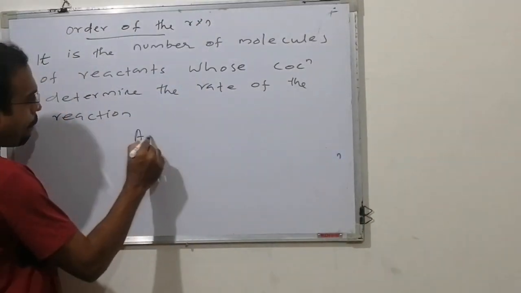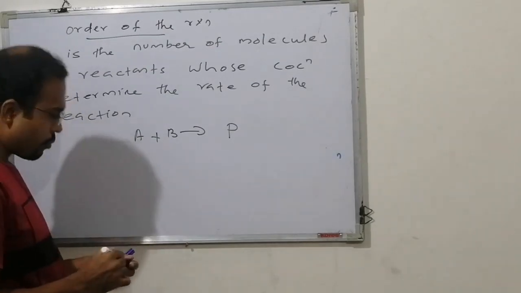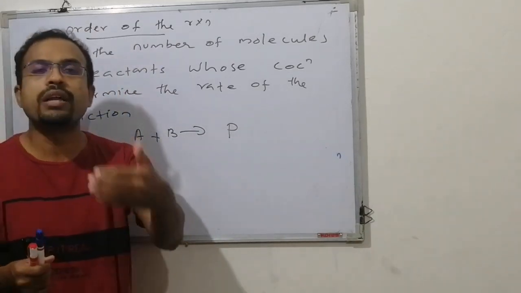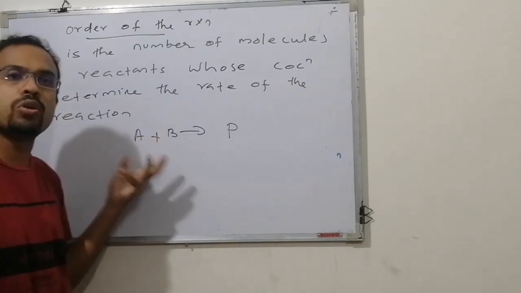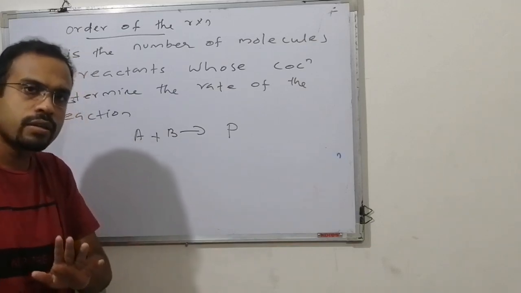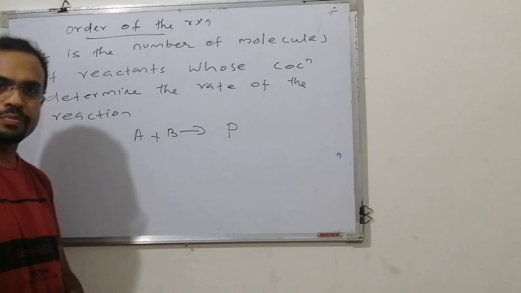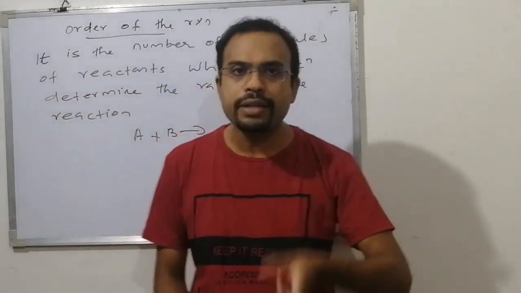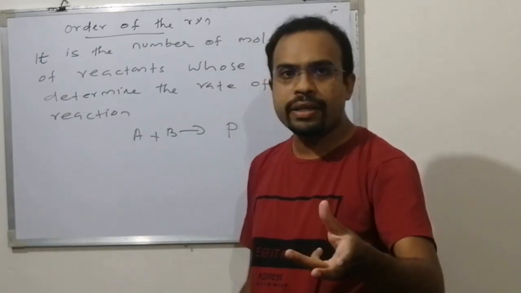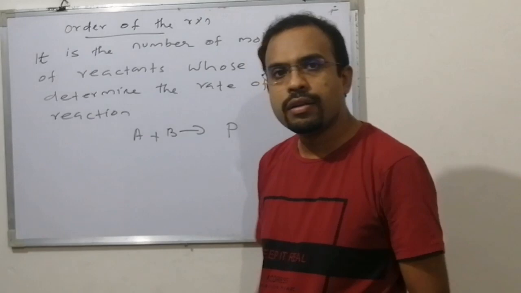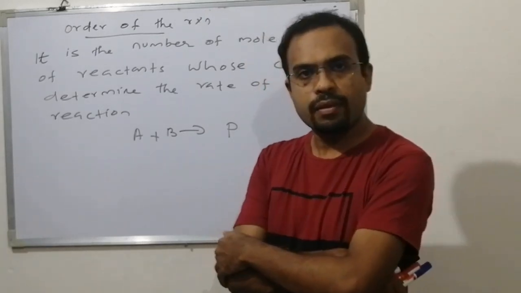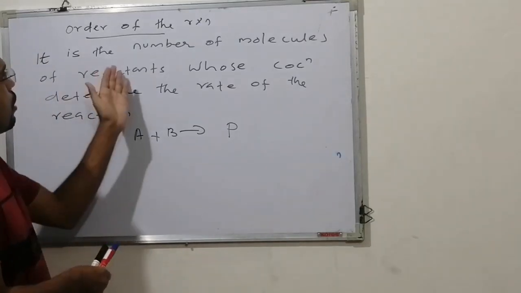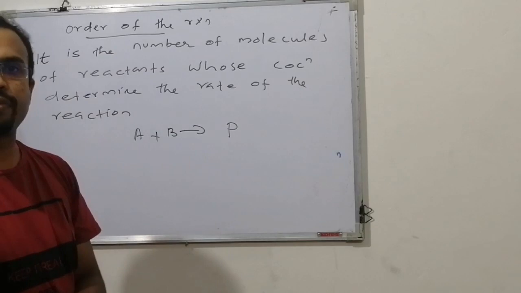Therefore, if you take a reaction A plus B gives product, what is the order of A? Order of A tells you the number of molecules of A which determine the rate of the reaction. If the presence of A does not determine the rate of the reaction, you can say its order is 0. Carefully listen. If the number of molecules of A does not depend on the rate of a reaction, its order is 0. Fine. We will discuss the zero order in detail, but please listen to my definition: number of molecules of reactant whose concentration determine rate of reaction.